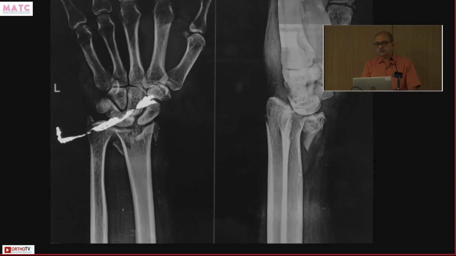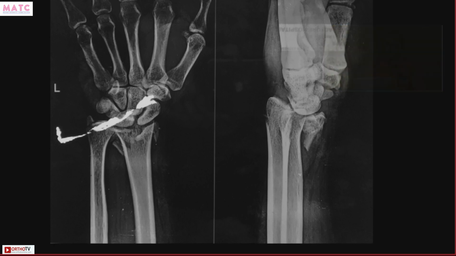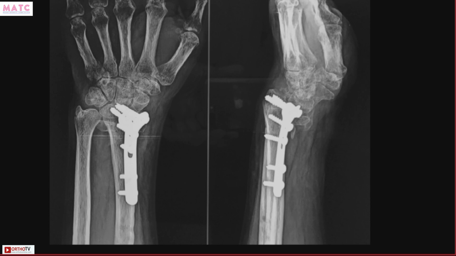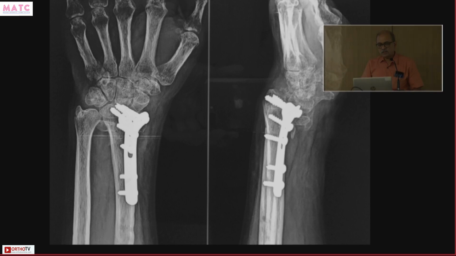Now this was a case who presented very late. He was a truck driver. He also had the same lunate die punch injury, but he came so late that everything was very stiff. The wrist was stiff, but hand function was fortunately normal.